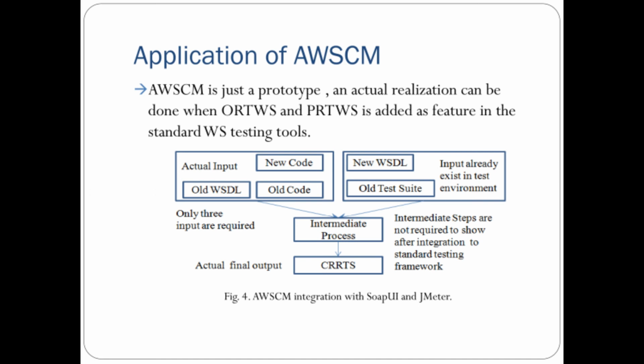This intermediate process could have intermediate steps that we have already seen for the integration with some of the SOAP UI and JMeter like tools, and in the end we have the actual final output as a combined reduced regression test suite. And this is the integration of the whole proposed framework and tool, the AWSCM tool, with SOAP UI and JMeter.